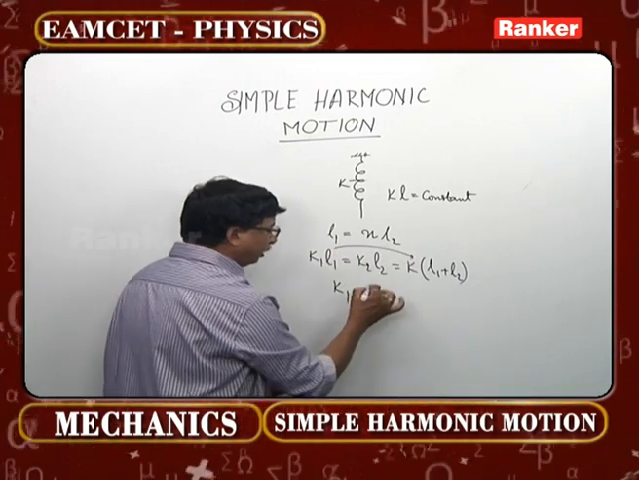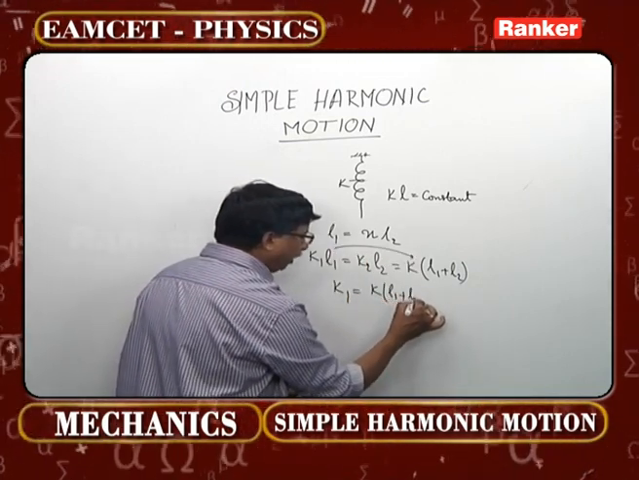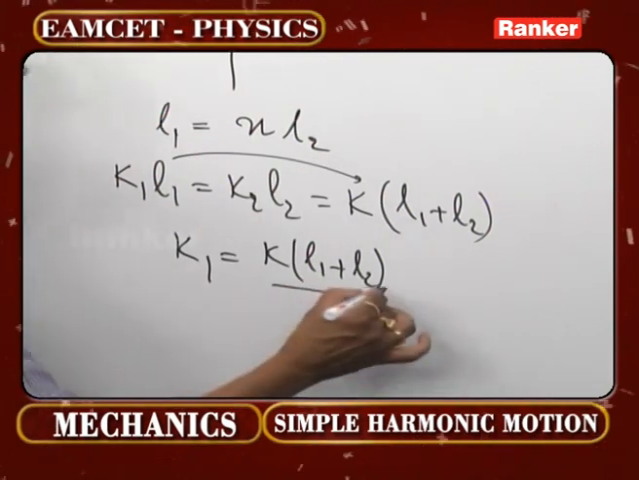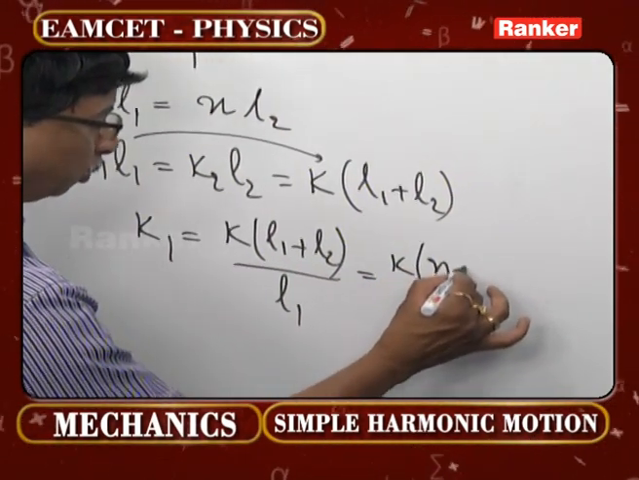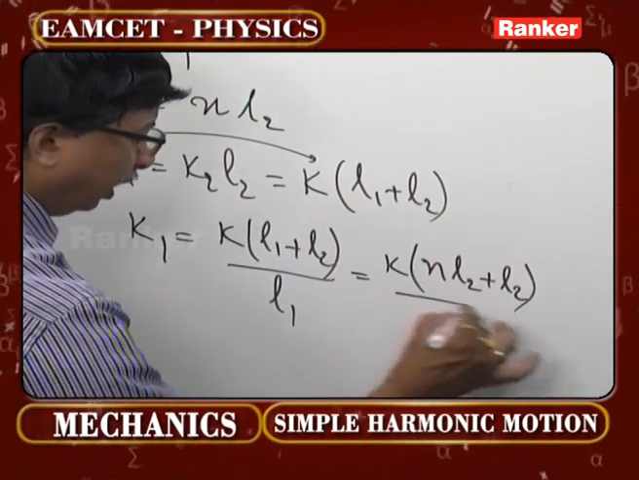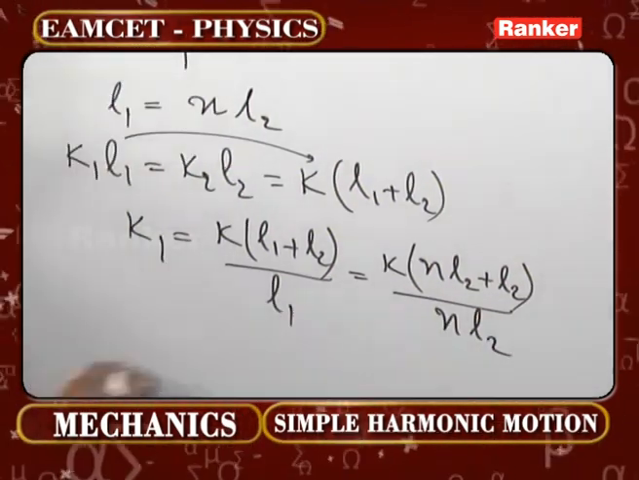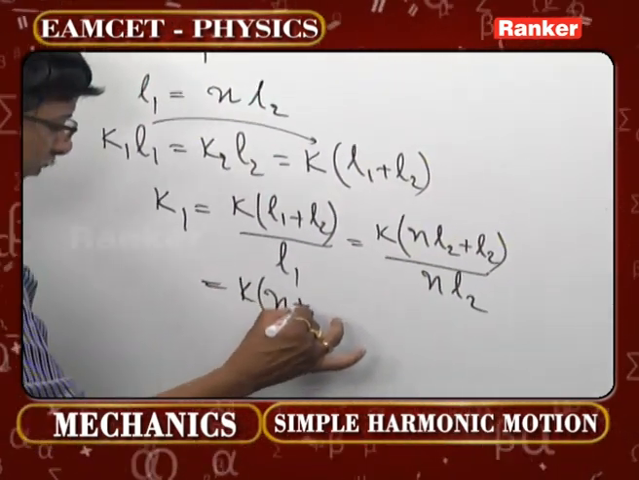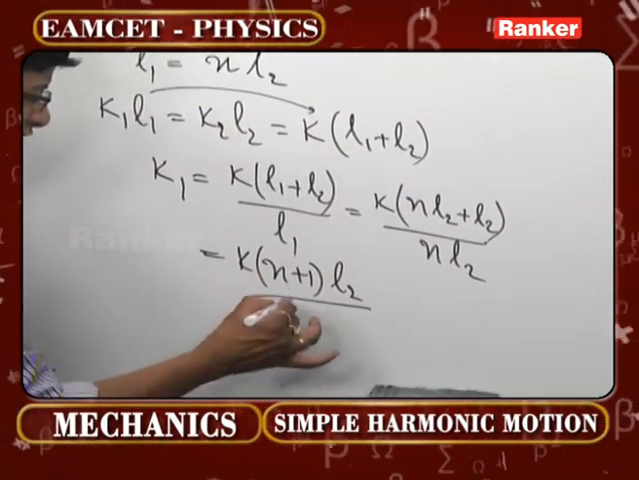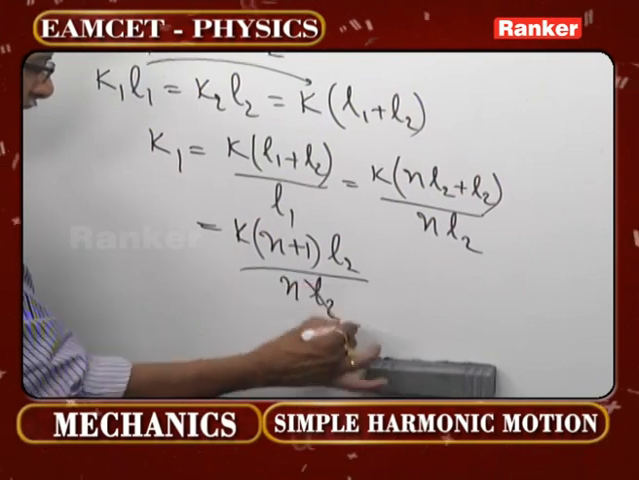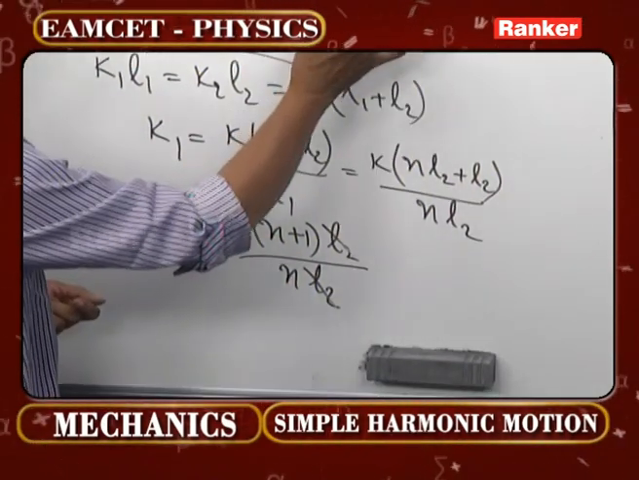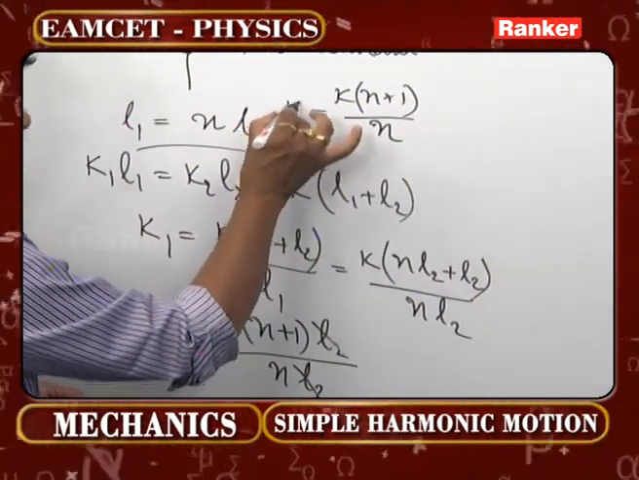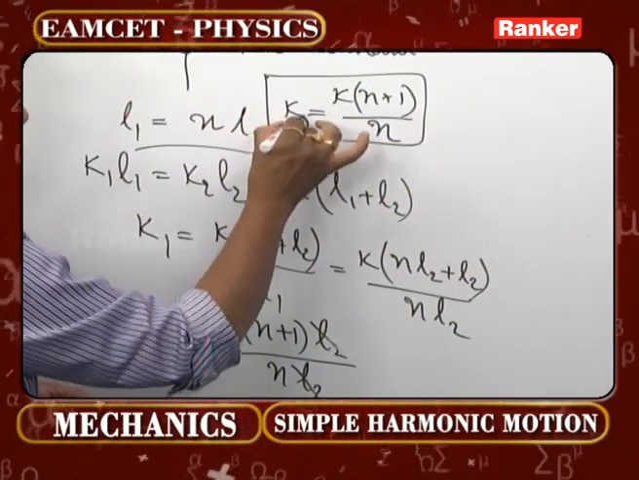Come on, equate these two. K times (L1 plus L2) by L1. But already we know the value of L1. It is N L2. Write that value. (N L2 plus L2) whole divided by again N L2. Come on, take this L2 common. So what will you get? K into (N plus 1) into L2 divided by N L2. L2 getting cancelled. What is now left over? K into (N plus 1) by N. This is the value of K1 which is of the first part.